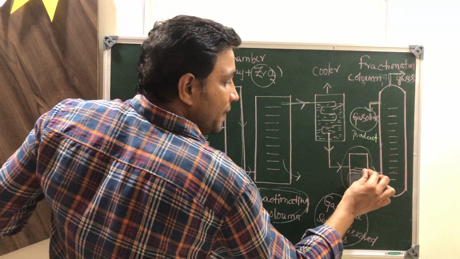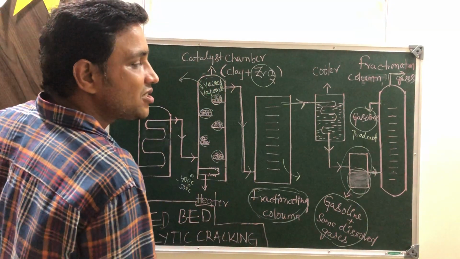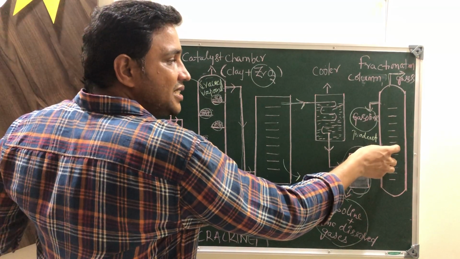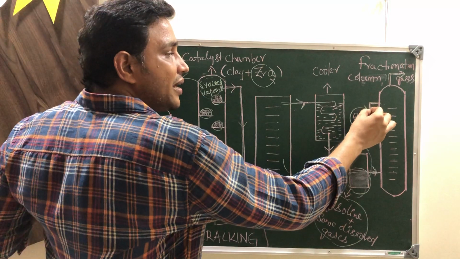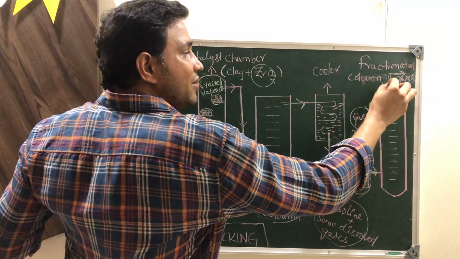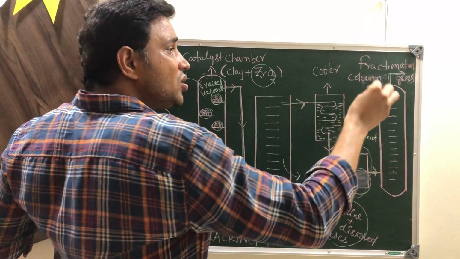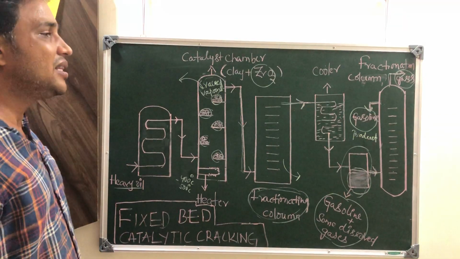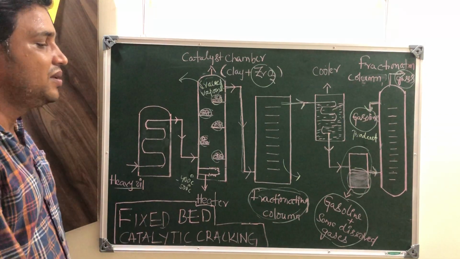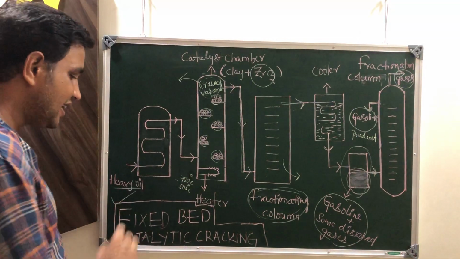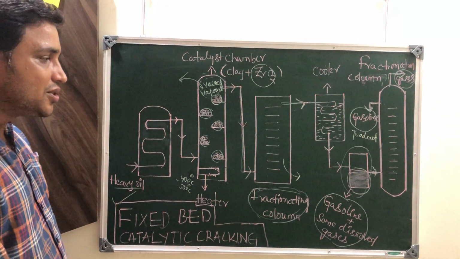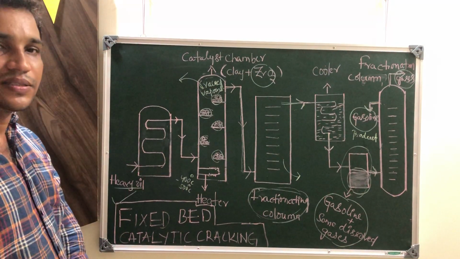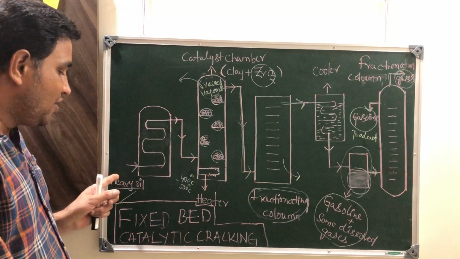Then we pass the gasoline containing dissolved gaseous molecules again through the fractional distillation chamber. Now this fractional distillation chamber will give us pure gasoline, and will throw out the uncondensed gaseous molecules. This is all about the working of the fixed bed catalytic chamber.